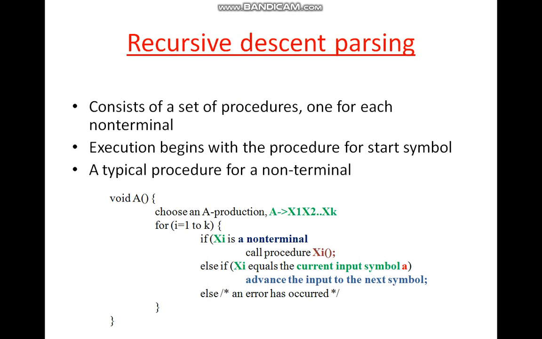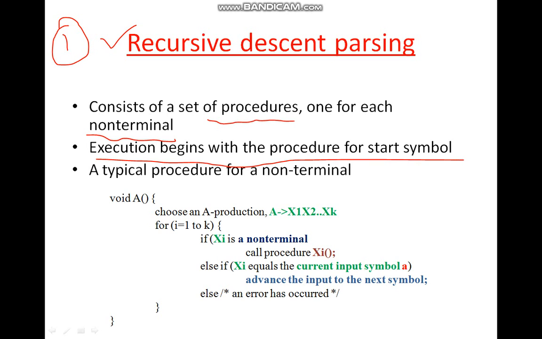So first of all we will see recursive descent parsing. This is the first type of top down parsing, and how it is implemented. In recursive descent parsing you are given a grammar, and for each non-terminal there is a procedure. And execution starts with the start symbol of the grammar, that means with the procedure that represents the start symbol of the grammar.